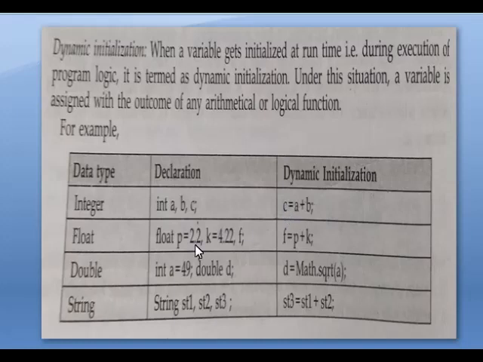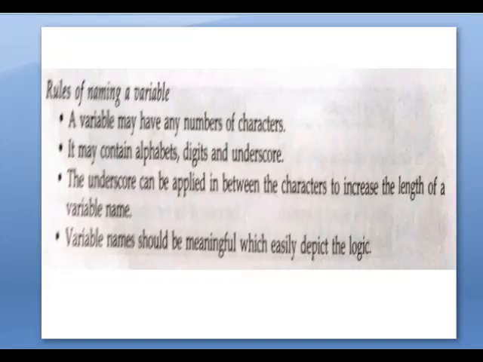Here you see float P equal to this value, K equal to this value, F equal to P plus K. So the value of the variable F is declared after executing the value. So this is called dynamic initialization.